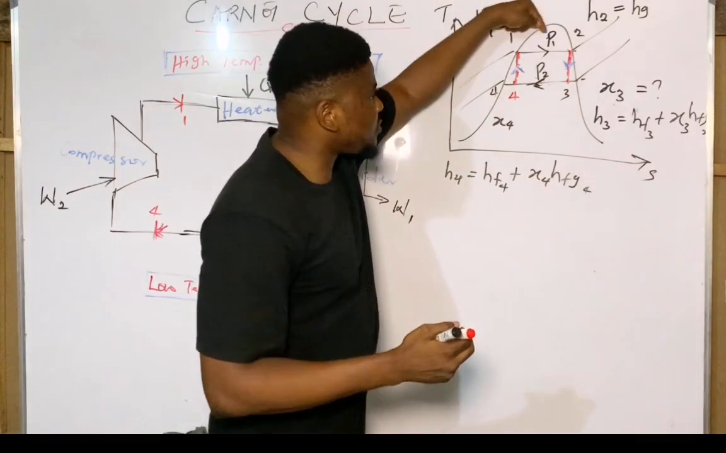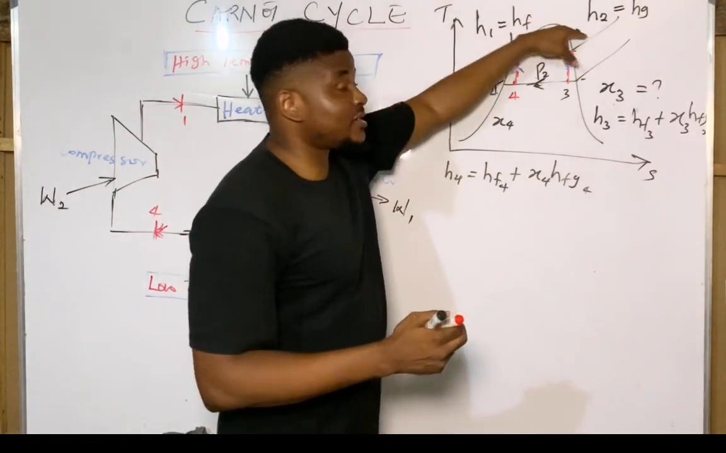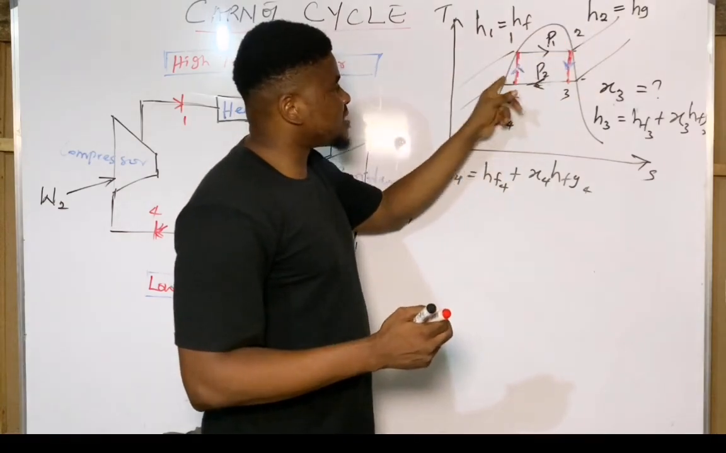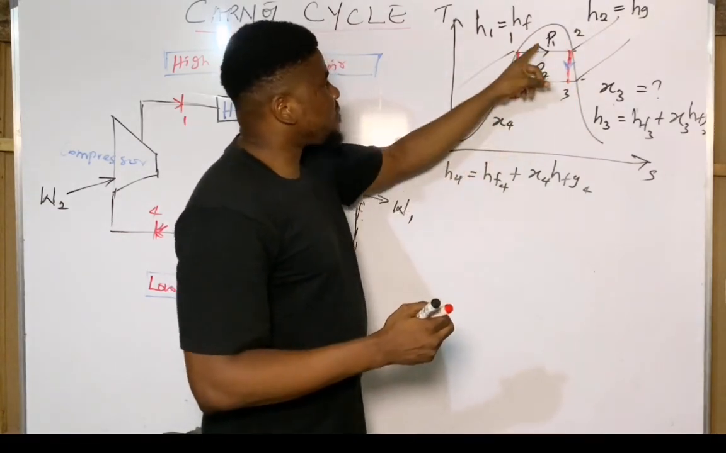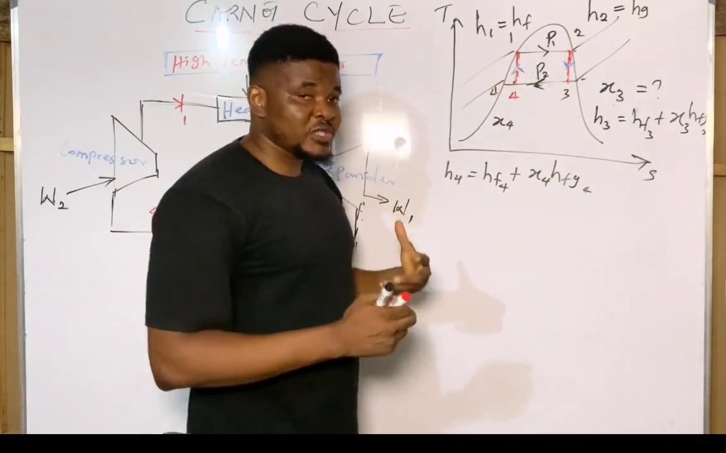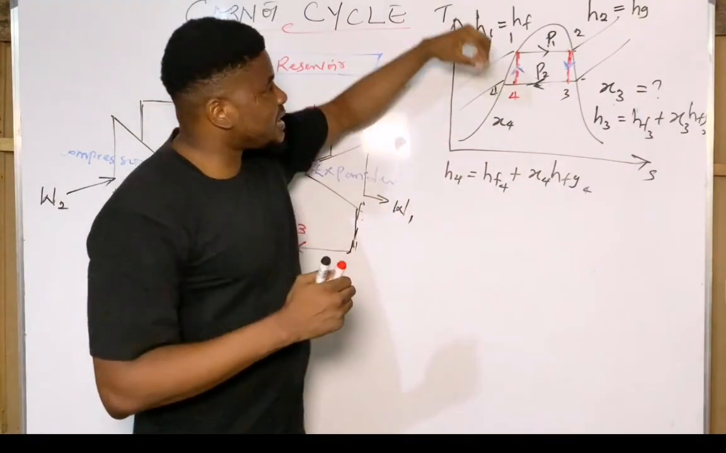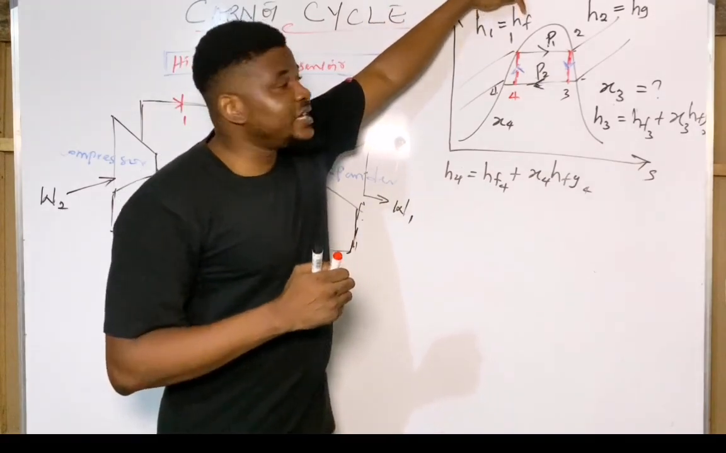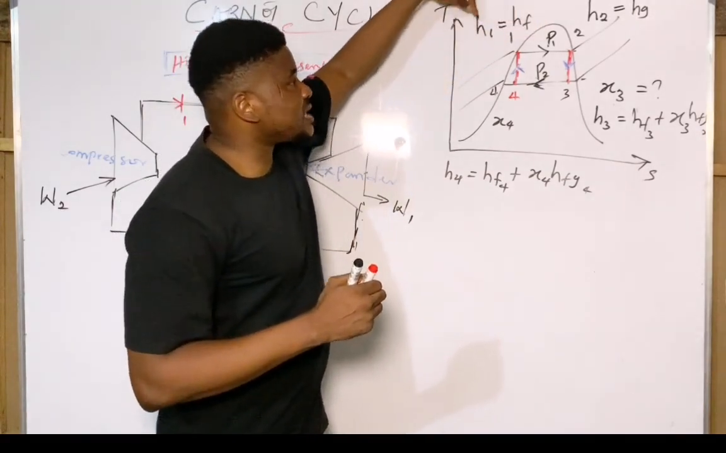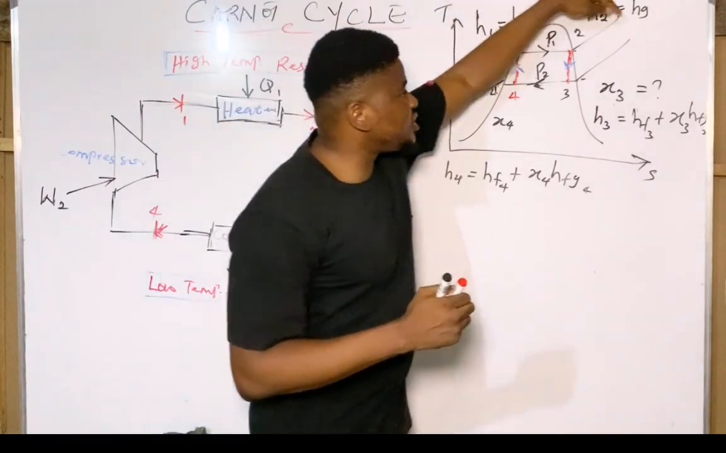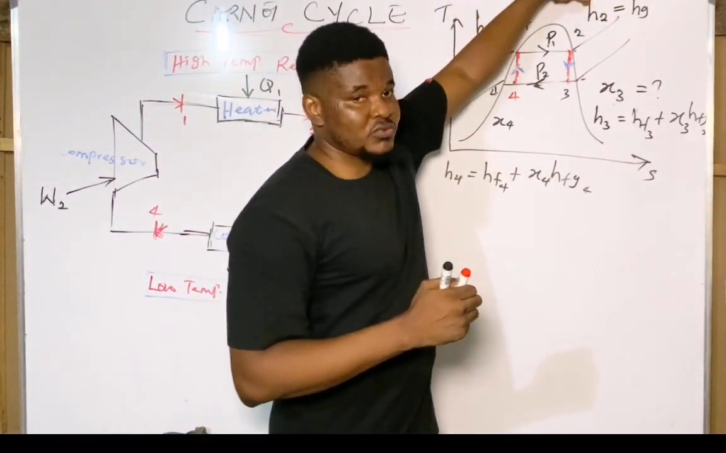So you have pressure 1. This pressure 1 governs state 1 and state 2. Pressure 2 governs state 3 and state 4. Now with the value of pressure 1, you simply go to your steam table. You can now find HF. HF there at pressure 1 gives us our H1. And Hg at pressure 1 gives us our H2.